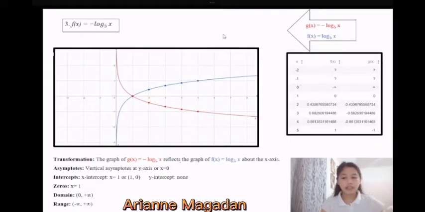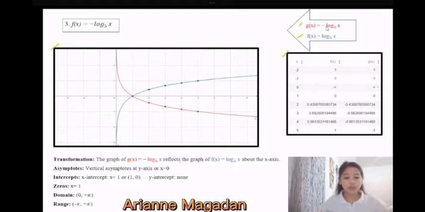Number 3, f of x equals negative logarithm base 5 of x. As you can see, this is our table of values and this is our graph. So the red one represents our logarithmic function, g of x equals negative logarithm base 5 of x, and the blue one represents our parent function, f of x equals logarithm base 5 of x. Comparing the two equations, we have the negative beside the logarithm. In that case, there is what we call reflection about the x-axis. So to describe the transformation, the graph of g of x equals negative logarithm base 5 of x reflects the graph of f of x equals logarithm base 5 of x about the x-axis.